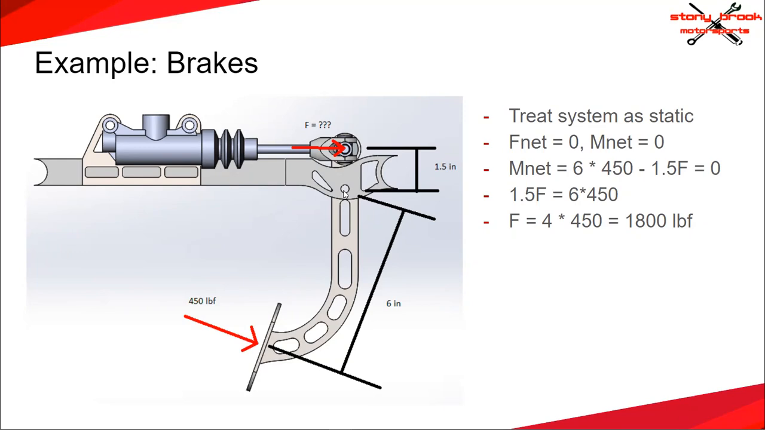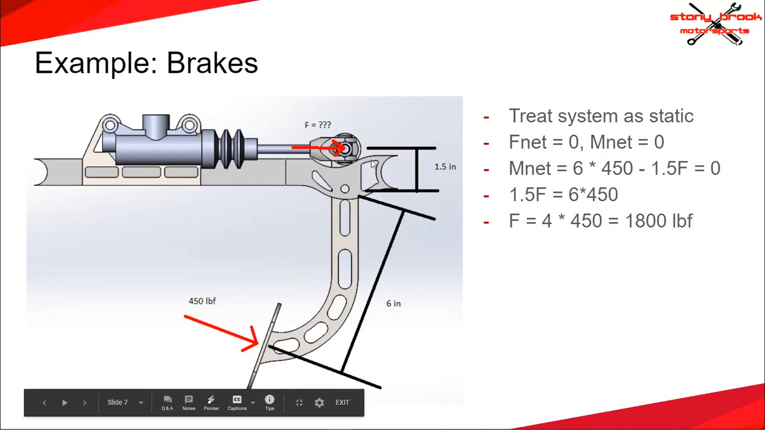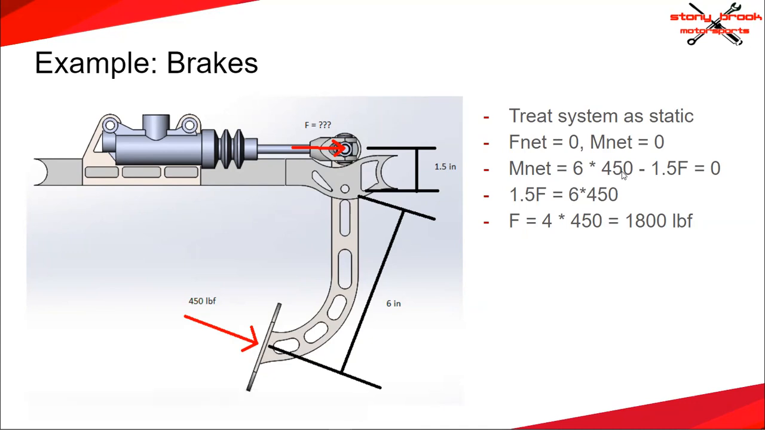When you set up the equation, you take the moment, which is the cross product of the radius times the force, so just the distance away from the pivot times the force. In this case, it's 6 inches times 450 pounds minus 1.5 inches times the unknown force F. You know it's equal to 0, so you bring one term to the right, solve for F, and you eventually get 1,800 pound-feet of force.